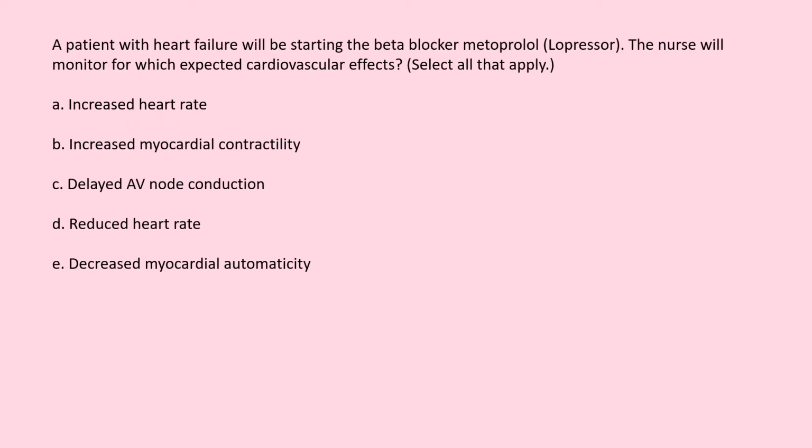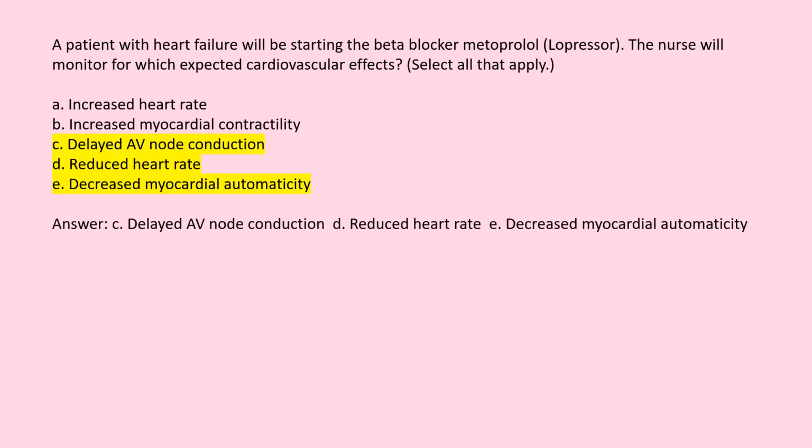A patient with heart failure will be starting the beta blocker metoprolol, Lopressor. The nurse will monitor for which expected cardiovascular effects. Select all that apply. A. Increased heart rate. B. Increased myocardial contractility. C. Delayed AV node conduction. D. Reduced heart rate. E. Decreased myocardial automaticity. Answer. C. Delayed AV node conduction. D. Reduced heart rate. E.